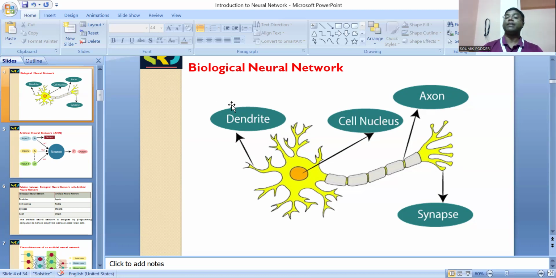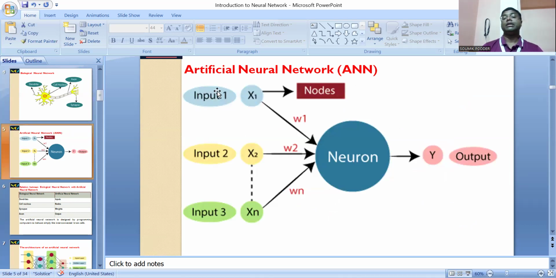Being inspired by the dendron, I can put the input signals, which I have shown as input 1 to input n. Then there are nodes, that is x1 to xn, which can accept the input signals. The input signals will be weighted via some weight function w1 to wn. These weighted inputs will be now propagated through the neuron, and finally it goes to the output.